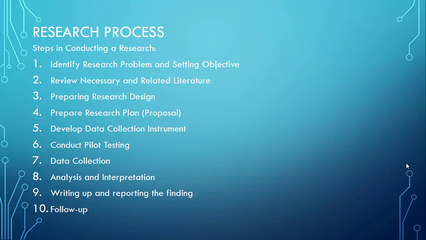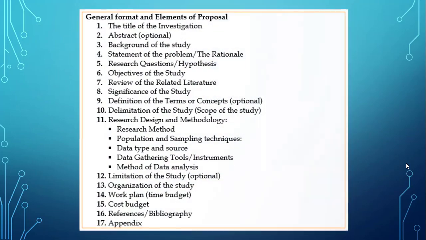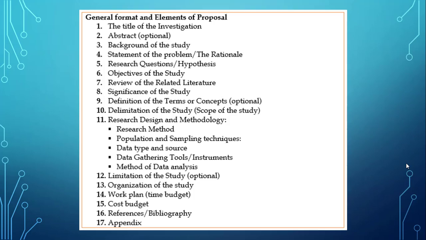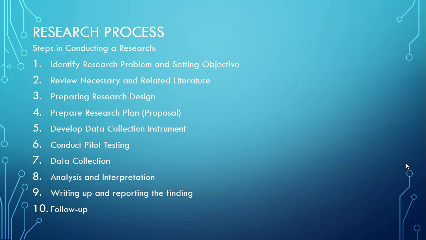And then the second point will be discussing the elements or components of a proposal, and we'll discuss some of the elements in detail in the next slides. We'll be discussing 5 pointers for today's lecture. So let's start with the research process, and let's see what are these 10 steps in conducting research. The first step is to identify a research problem.